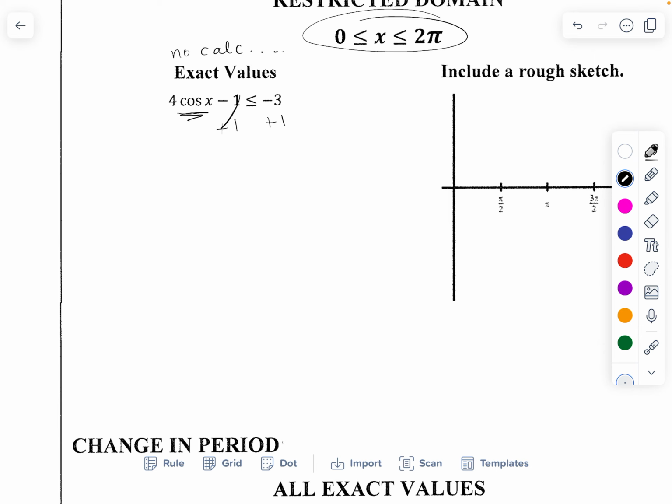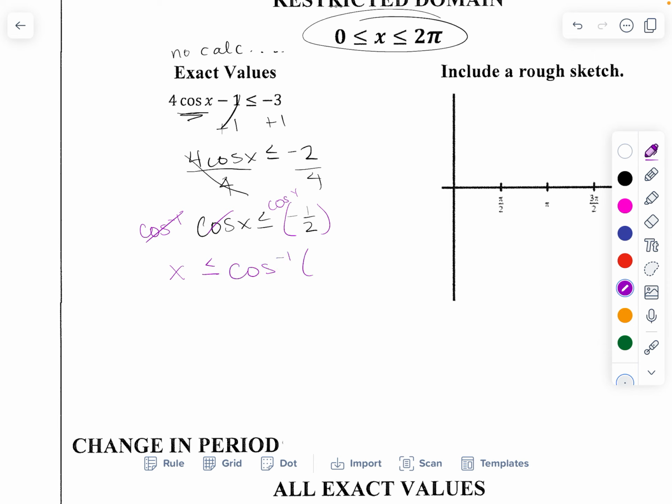Add the 1 to both sides. We get 4 cosine x is less than or equal to -2. Divide both sides by 4. And we've got cosine x is less than or equal to -1/2. Okay, to get x by itself, we're going to take the inverse cosine of both sides. So we're looking for where is it less than or equal to inverse cosine of -1/2? Okay, so we need to find what those actual values are, right?